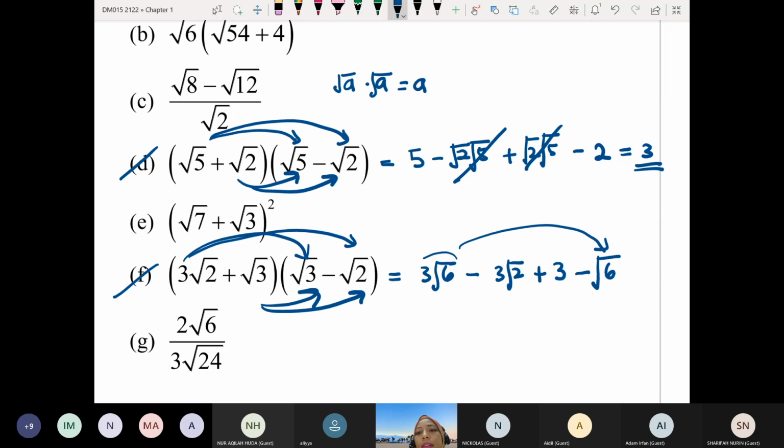Ada. Okay, ini dengan ini kena simplify. So jadi 3√6 tolak dengan √6. Jadi apa? 2√6. Yes, what is our U? √6. So 2√6. Okay, so 2√6 minus 3√2 plus 3. Okay, boleh simplify lagi? Tak boleh.